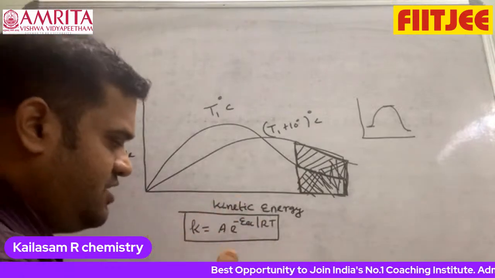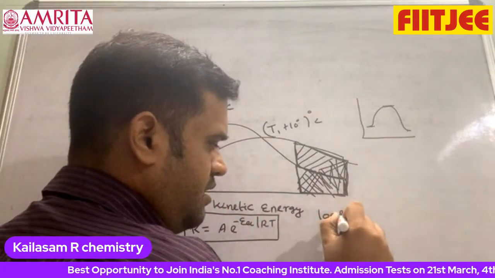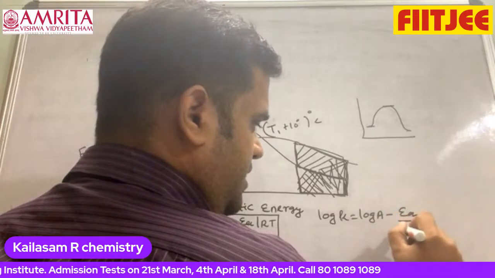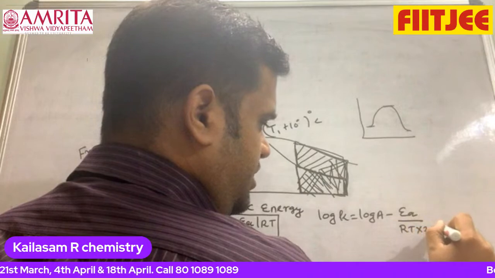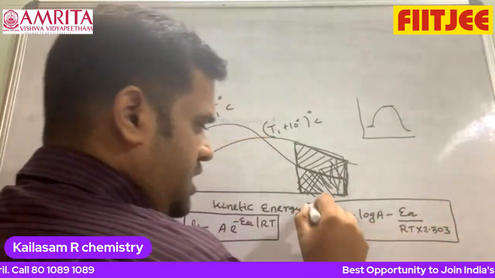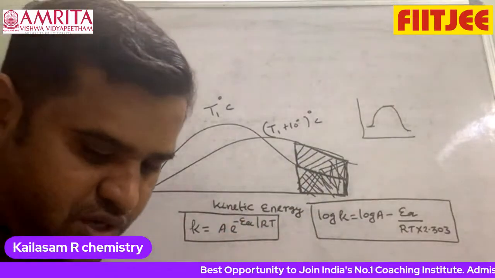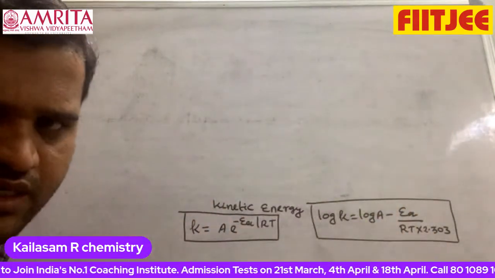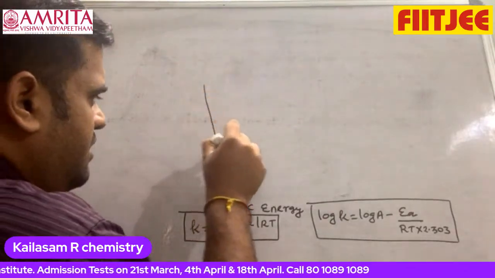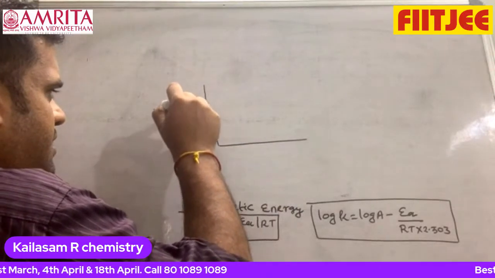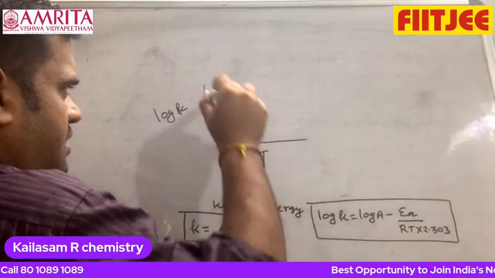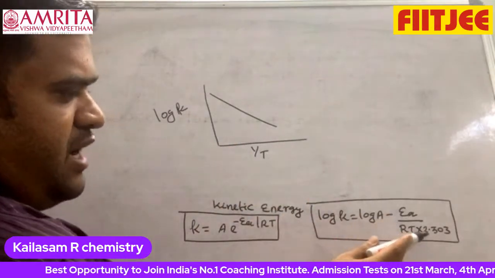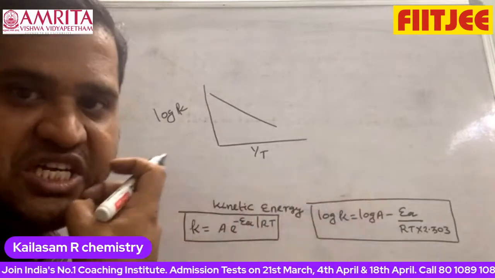Now take the log on both sides: log K equals log A minus Ea by RT into 2.303. Now if I draw the graph, log K versus 1 by T, what I am going to get as intercept is log A, and slope is nothing but minus Ea by R into 2.303.